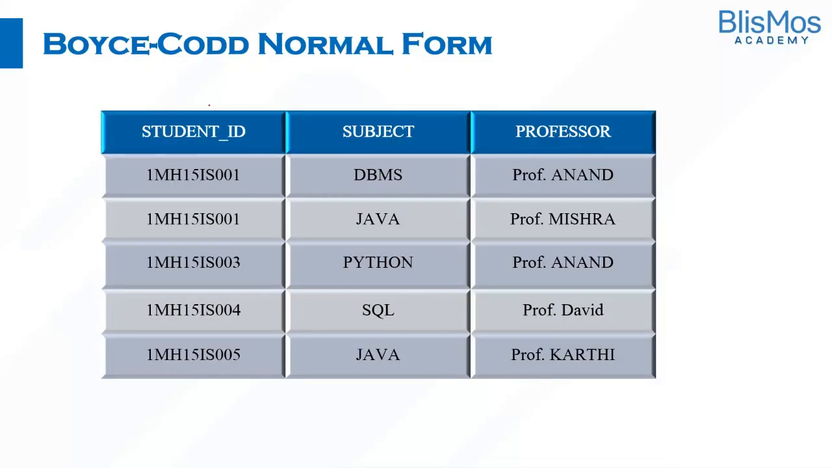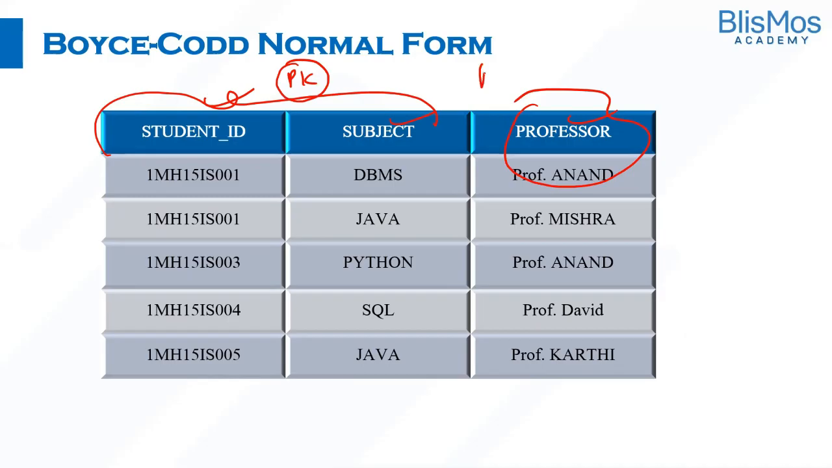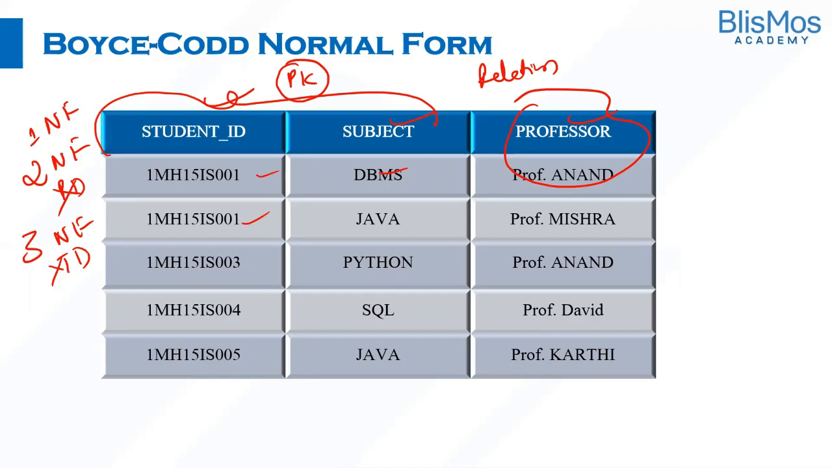Here in this relation, we have student ID, subject, and professor. Student ID and subject together form the primary key, and professor is a non-prime attribute. If you observe, this relation is in first normal form because all the values are atomic. It is in second normal form because there are no partial dependencies, and it is also in third normal form because there are no transitive dependencies.